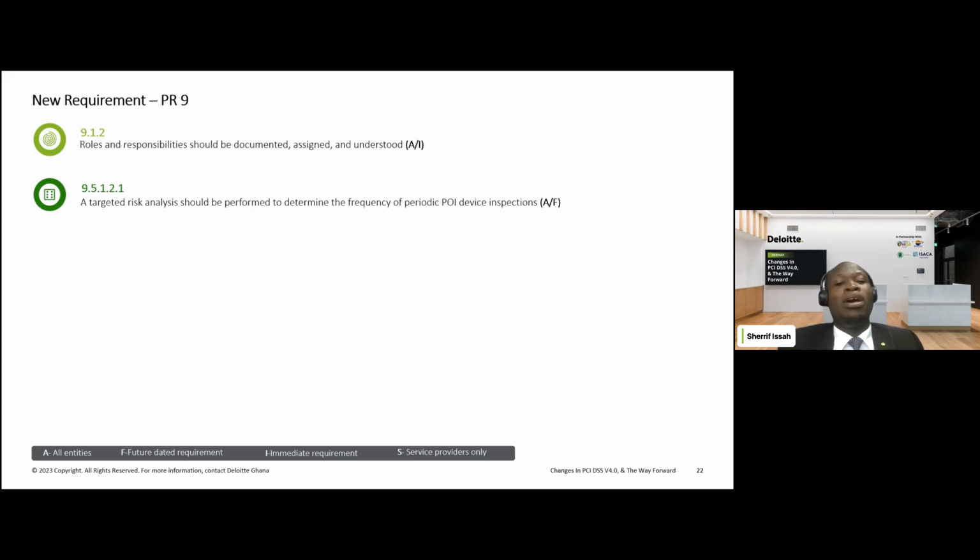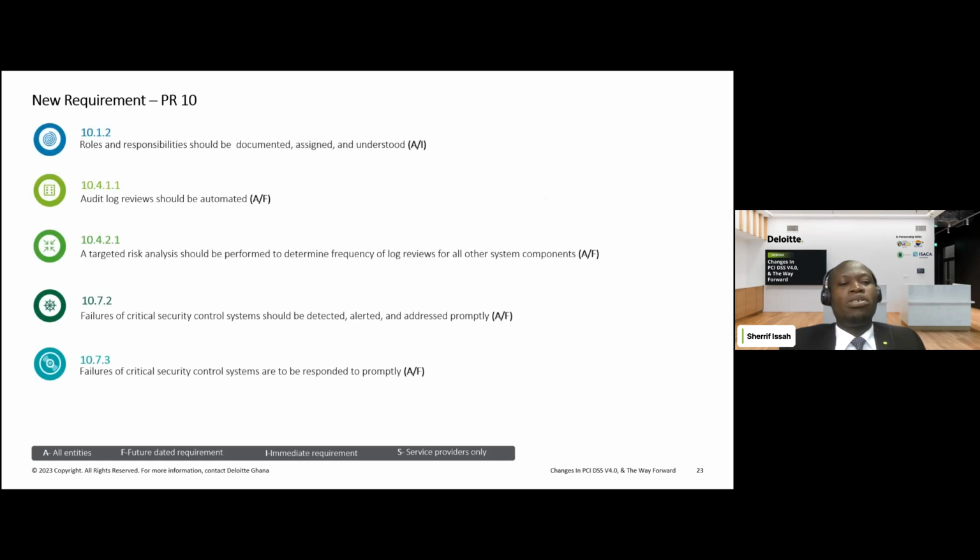And this will depend on maybe the location of the devices, the traffic of the devices, whether there's even security there or not. So these are some of the things that come into play in determining how frequently you need to inspect such devices. So move on to principal requirement 10. The first new requirement is the roles and responsibilities.